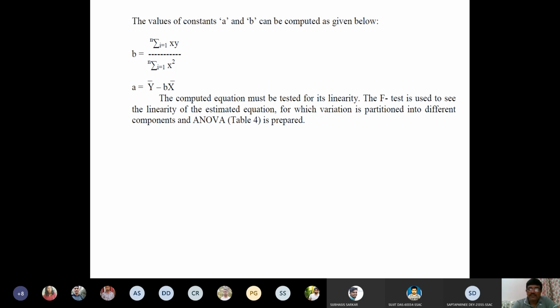Then the value of A is y bar minus B x bar. By this relationship, you can know the value of A, because the value of B you have already known from the above formula, y bar is available, x bar is available, so you can calculate the value of A. Now you have worked out the equation because you have worked out the values of A and B. So you can put these values in the equation, and you will get the equation.